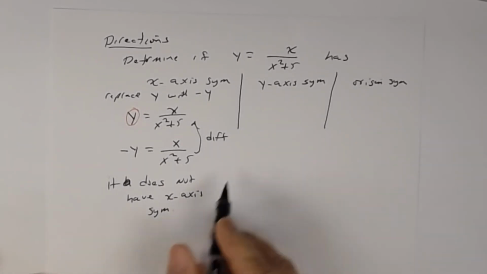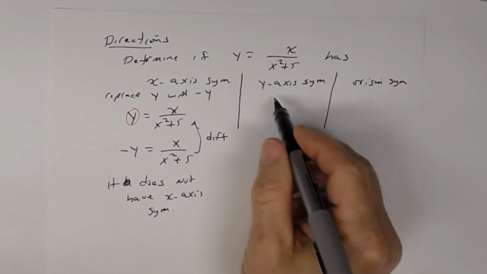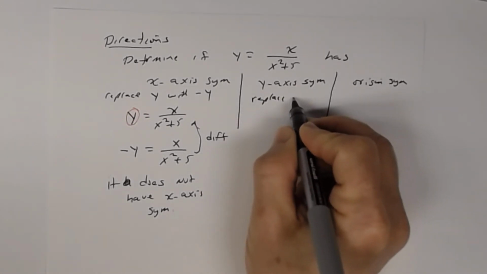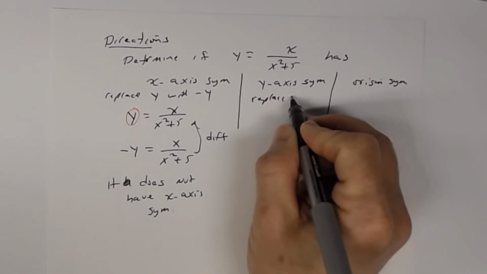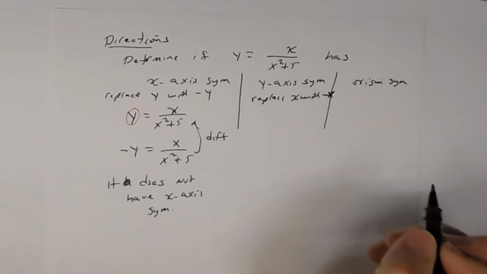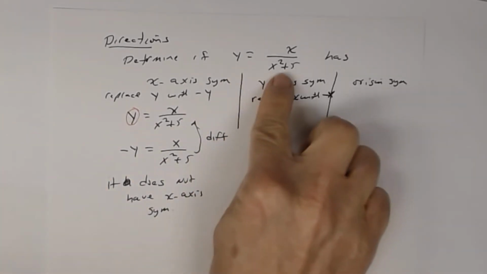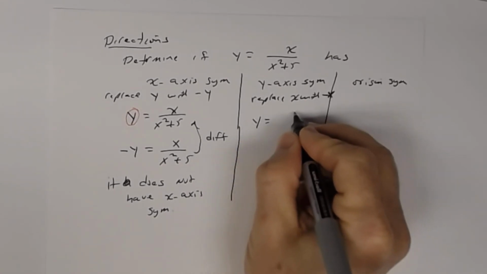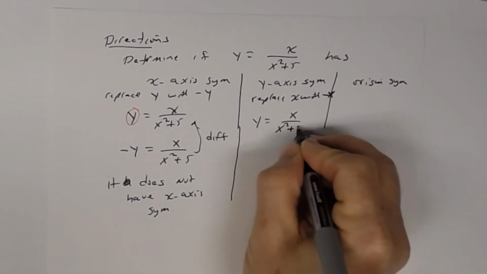Okay, so let's look at this one now. Y-axis symmetry. For y-axis symmetry, you replace x with negative x. Replace x with negative x. So let me go ahead and rewrite this over. So we have y equal x divided by x squared plus 5.